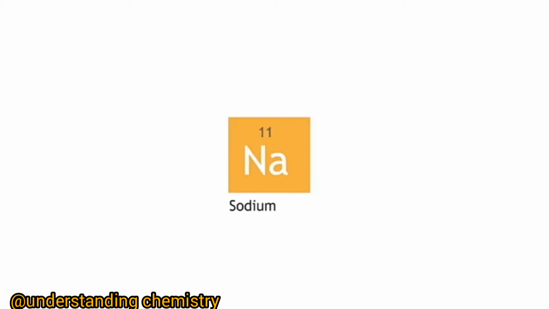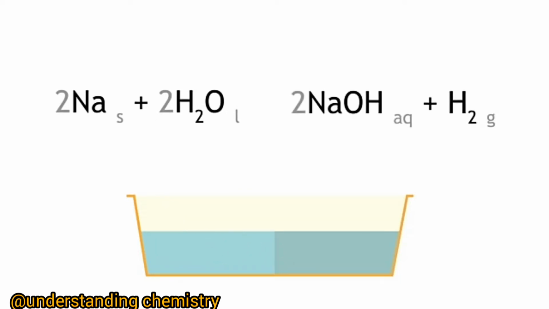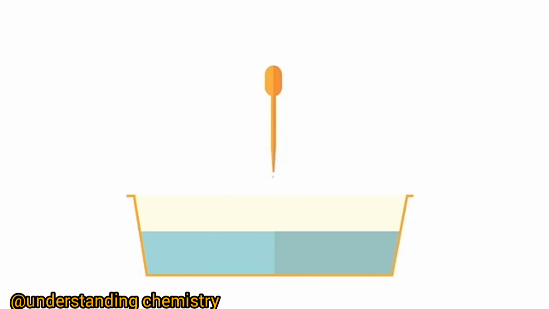Let's repeat with sodium. You will find that sodium is softer than lithium and as a result is easier to cut. It reacts more vigorously with water to produce hydrogen gas and sodium hydroxide. When you add a few drops of universal indicator solution, it confirms that an alkaline solution has been produced because it turns blue or purple.